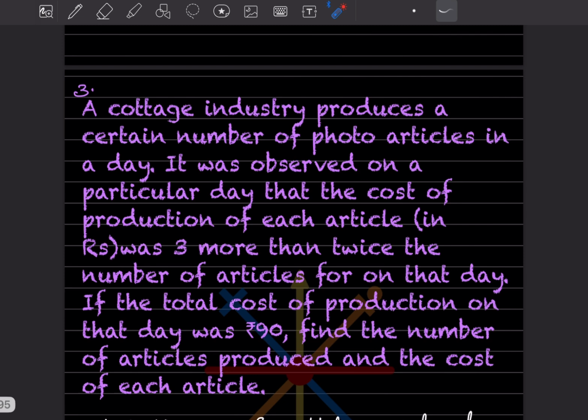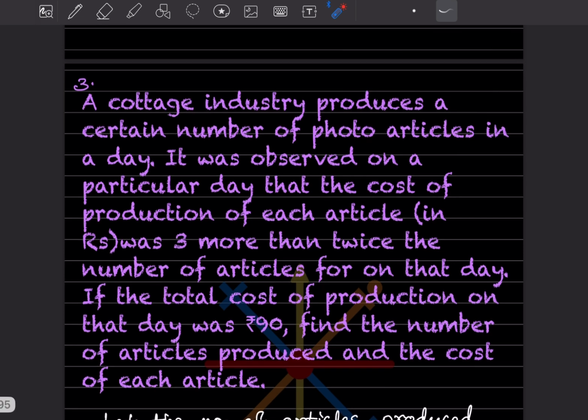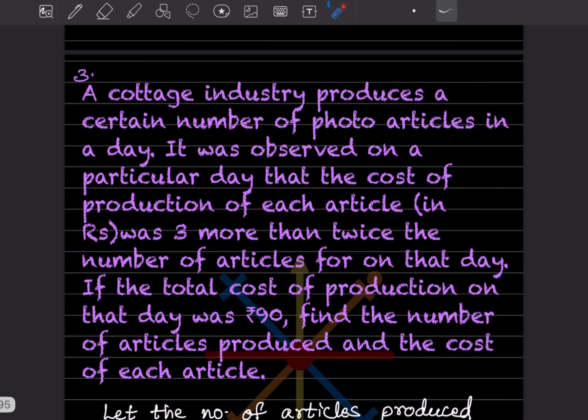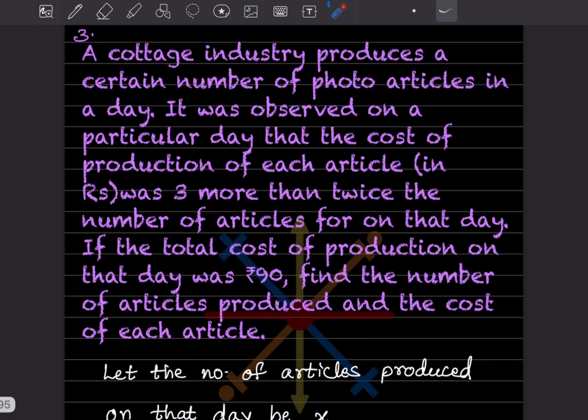A cottage industry produces a certain number of photo articles in a day. It was observed on a particular day that the cost of production of each article in rupees was 3 more than twice the number of articles produced on that day. If the total cost of production on that day was 90, find the number of articles produced and the cost of each article. Now you have to go after reading this one because that is a long statement.